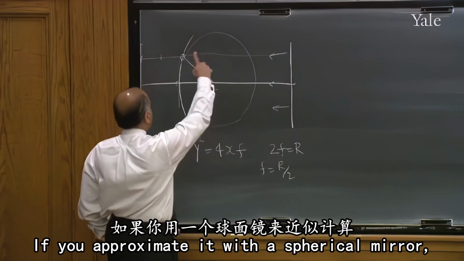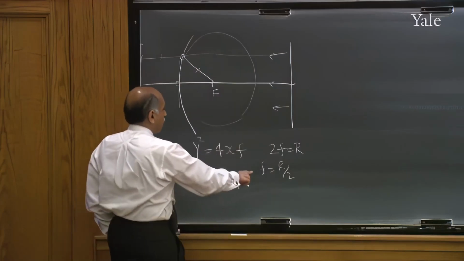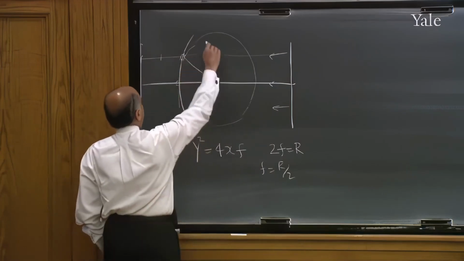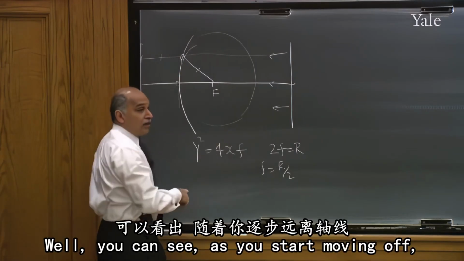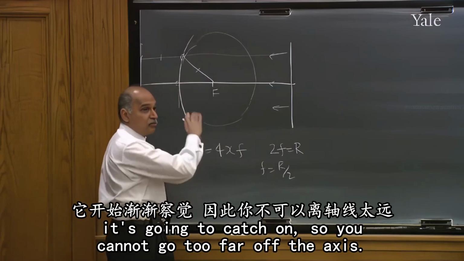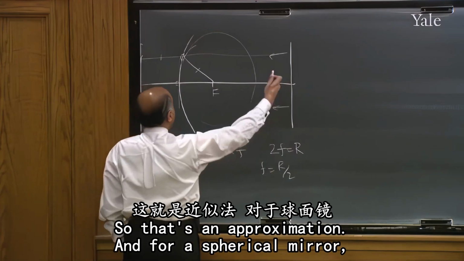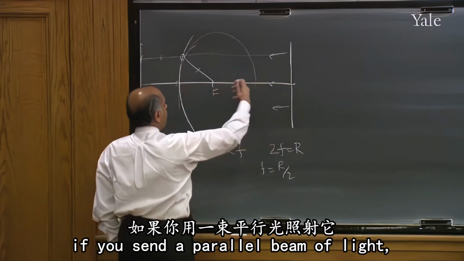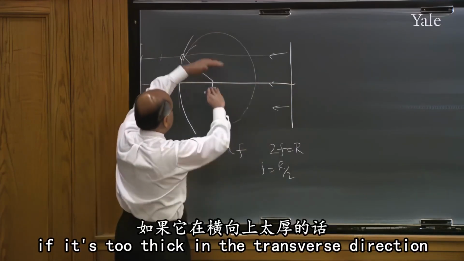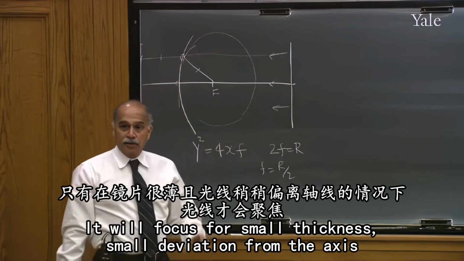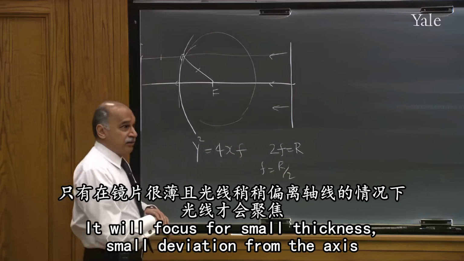If you approximate it with a spherical mirror, then you have to ask yourself, how long will this beam of light think that the sphere is a parabola? Well, you can see as you start moving off, it's going to catch on. So you cannot go too far off the axis. So that's an approximation. For a spherical mirror, if you send a parallel beam of light, if it's too thick in the transverse direction, it won't focus here. But it'll focus for small thickness, small deviation from the axis.